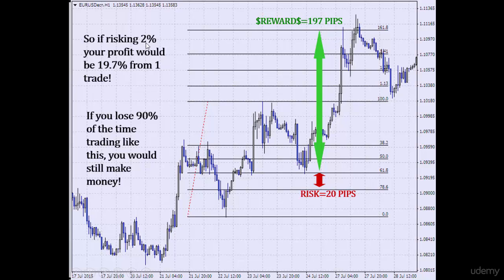So if you're risking 2% on this trade, you would have made 19.7% from this one trade. 19% from one trade, risking only 2%. This means that if you lose 90% of the time trading like this, you would still make money. This is how you make money trading Forex. Keep your risk small, let your profits run.